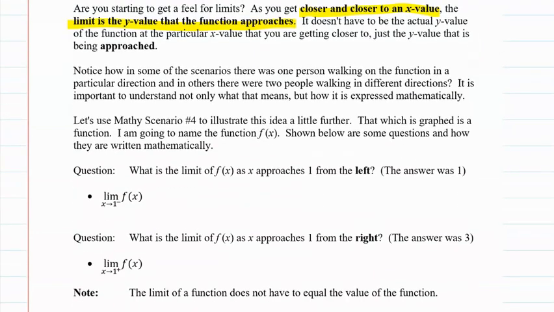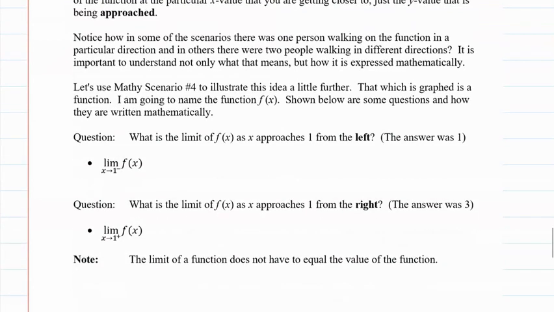In some of the scenarios, one person walking on the function in a particular direction, and in others, two people walking in different directions. It's important to understand not only what it means, but how it's expressed mathematically. Let's use scenario number 4, the escalator. So graph the function.